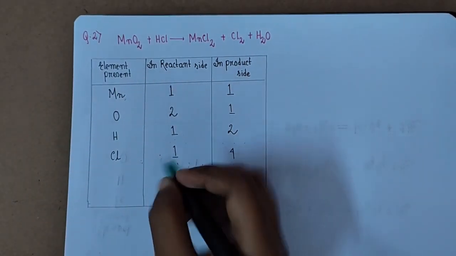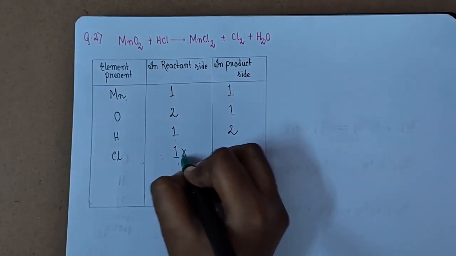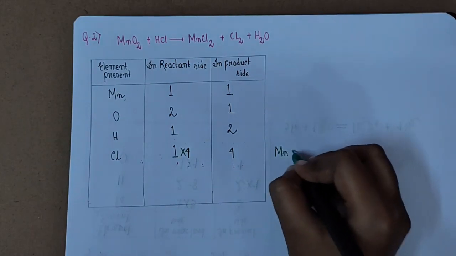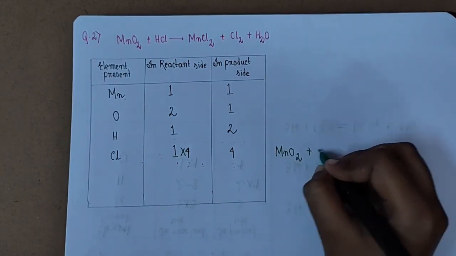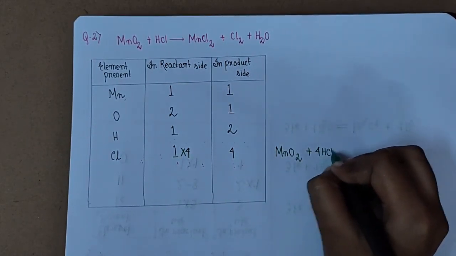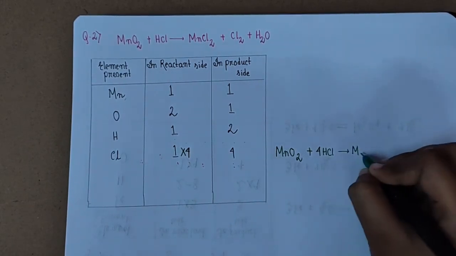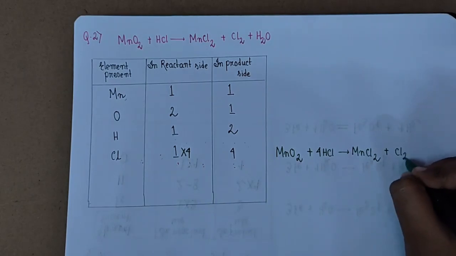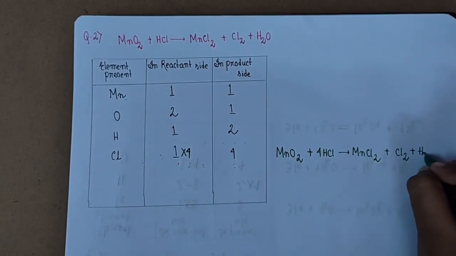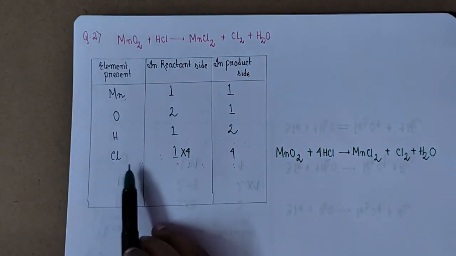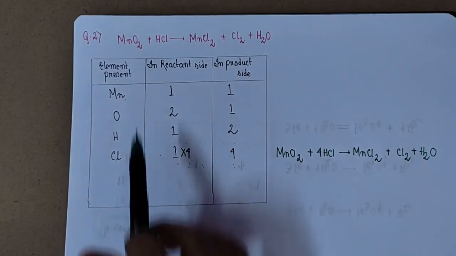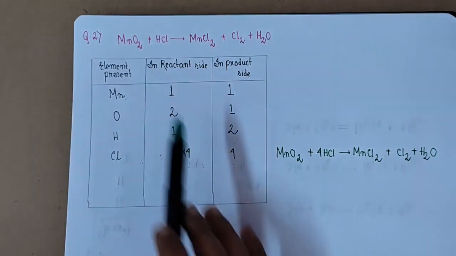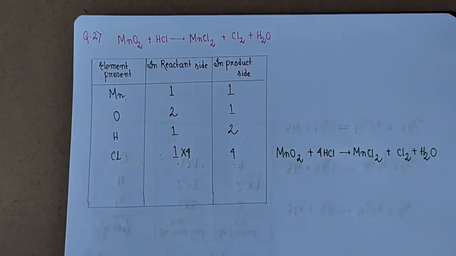Just we will multiply the reactant side chlorine with 4. So what we will get now? We will get MnO2 plus 4HCl, MnCl2 plus Cl2 plus H2O. Now if I multiply the reactant side chlorine, that means HCl, with 4, the number of atoms of hydrogen in the reactant side will also change accordingly.